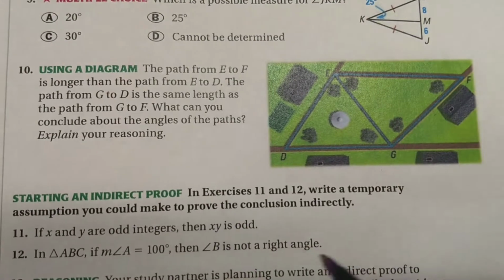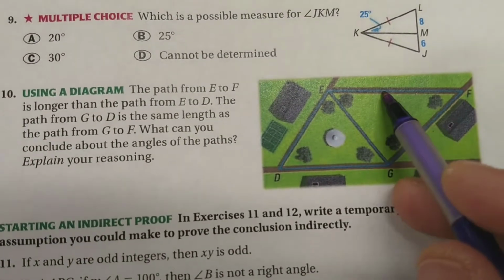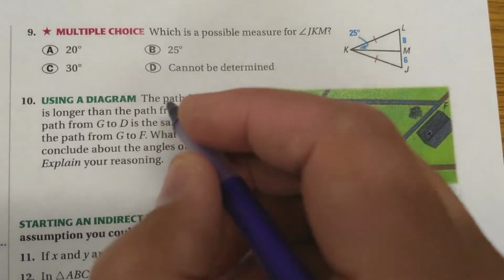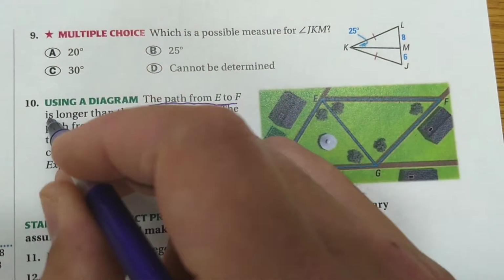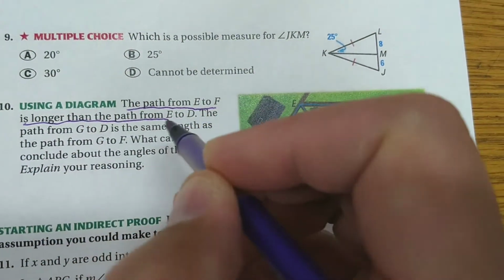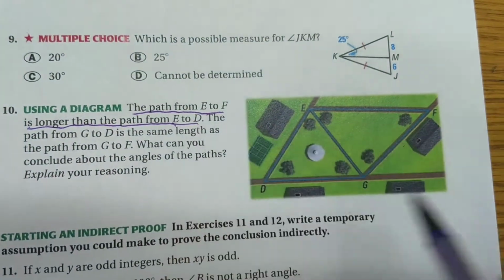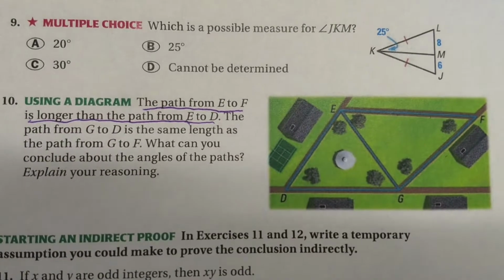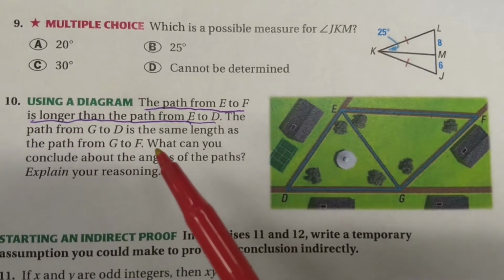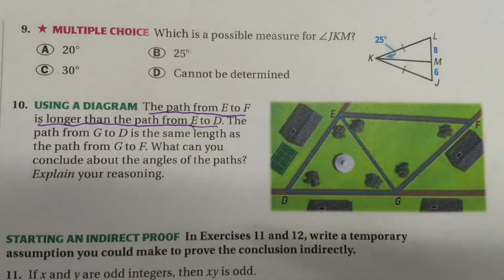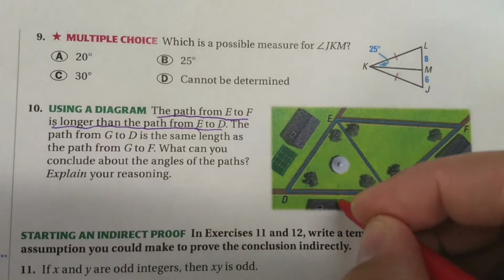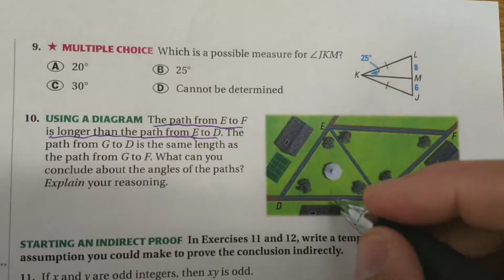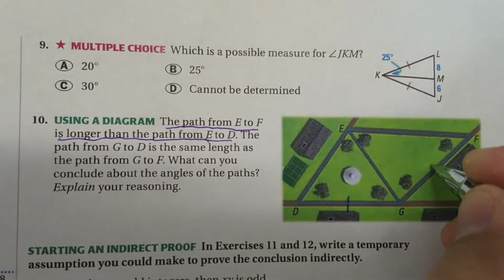So we know that the path from E to F is longer than the path from E to D. Now that is information I can't really mark yet on the diagram. The other parts of the information that are given to me I can mark. The path from G to D is the same length as G to F. So G to D, this segment in here, is the same as G to F.